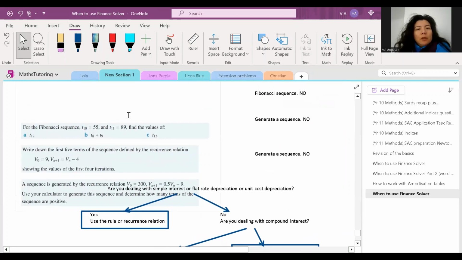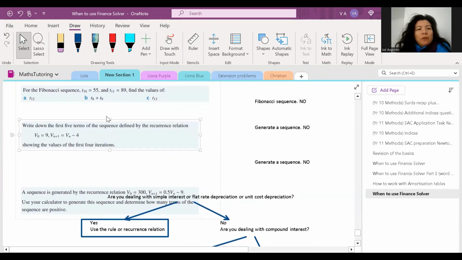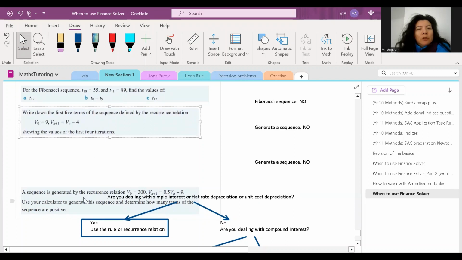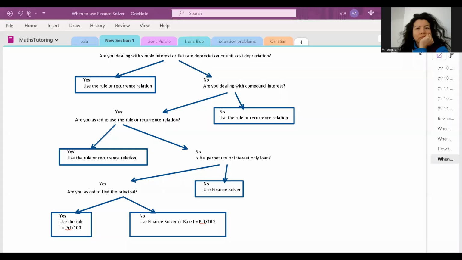Okay, the last few are cases where you don't use Finance Solver. So if you are asked to generate a sequence or use a Fibonacci sequence, or basically, that's it. Any of these 3, don't use Finance Solver.